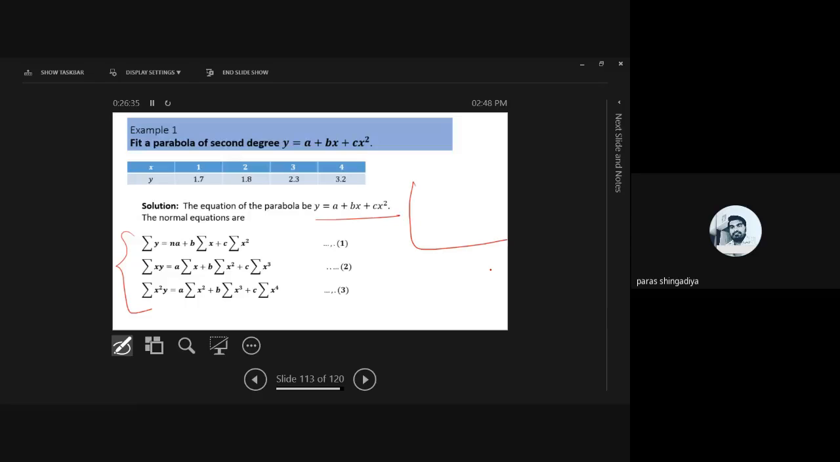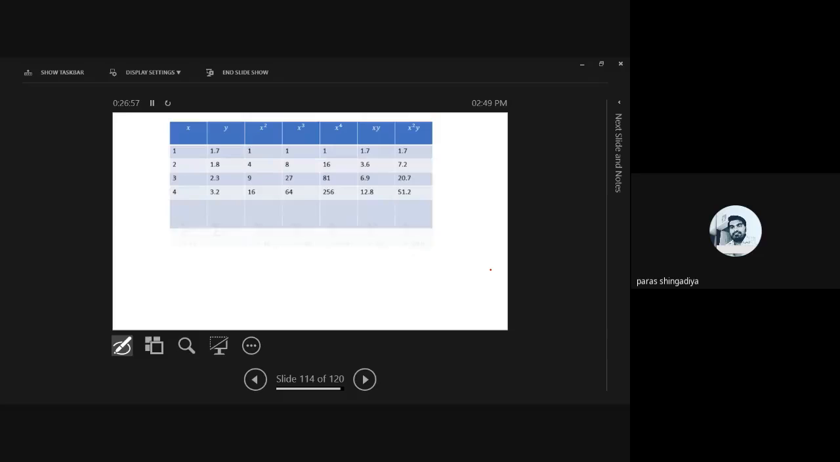So write down these three equations. Okay, as a first step, just write down all these three equations here. Okay, and now all these values are required: sigma x, sigma y, sigma x square, sigma x cube, sigma x raised to 4, and sigma xy and sigma x square y. क्लियर, ये सभी वैल्यू आपको डिराइव करनी है. ठीक है. So in the next step prepare one table.